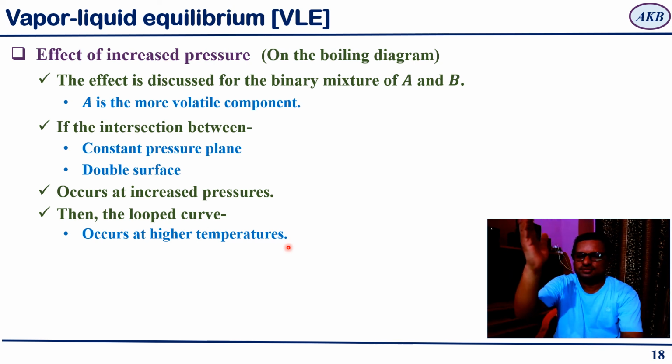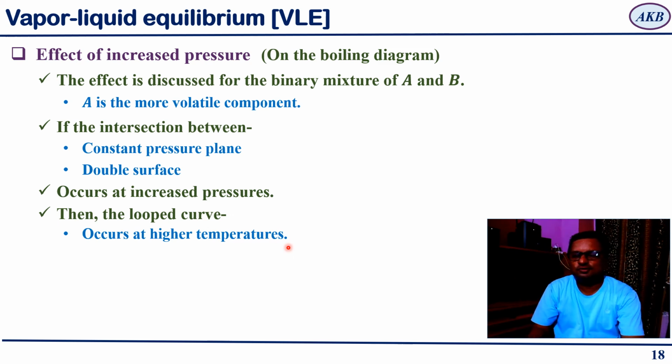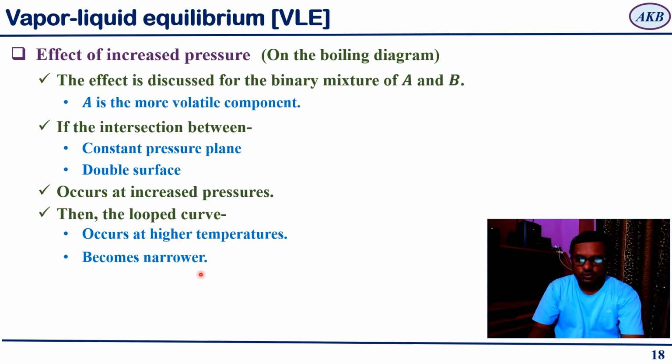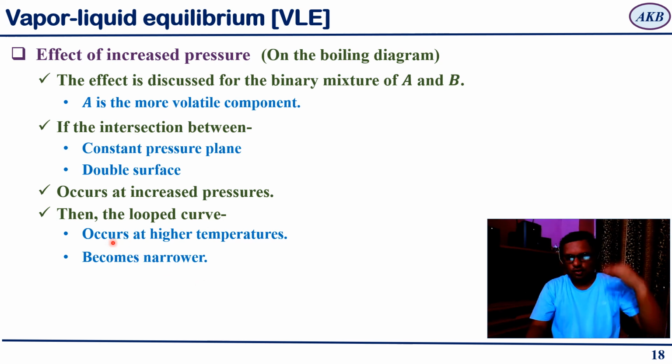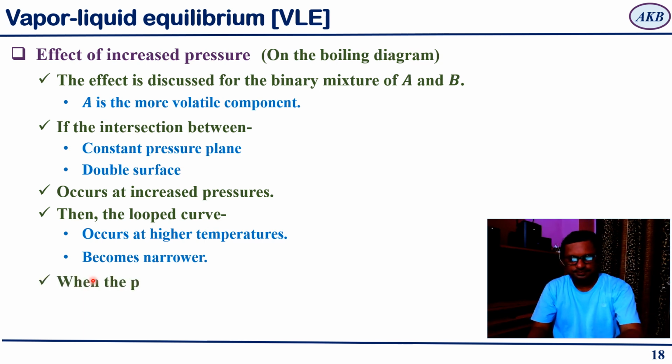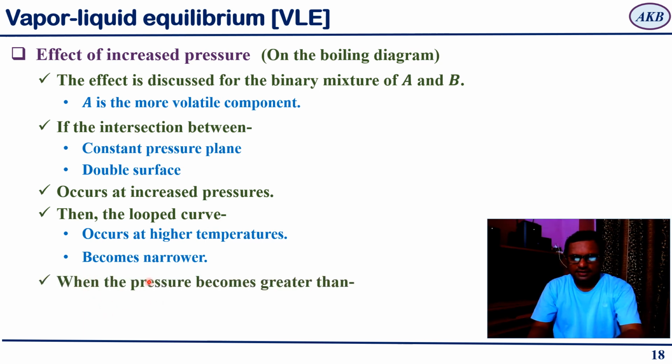As you increase the pressure, the loop curve will be formed at a higher temperature. If you increase the pressure beyond that, the loop curve will again be formed at a higher temperature. So if pressure is increased, the loop curve occurs at higher temperatures and it becomes narrower. There are two effects: one is the loop curve occurs at higher temperature, and the second is that it becomes narrower.